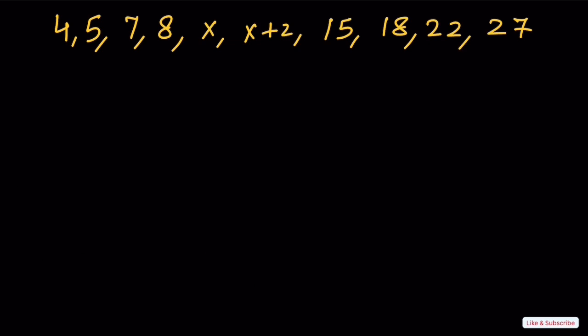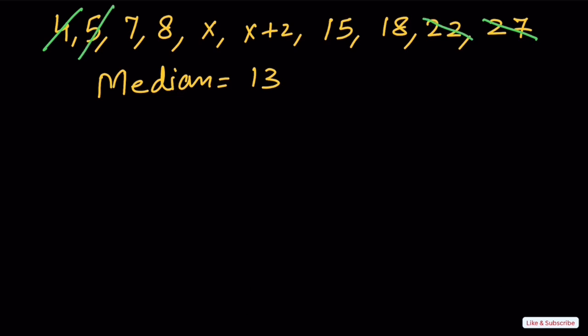Let's take another example. You can see all the numbers which have the values, they are arranged in order, and the median in this case is given as 13. Now what is median? Median is the middlemost number. So let's cross out the numbers from both the ends. First number cancels out the last number. The second number cancels out the second to last number. Third number cancels out the third to last. And fourth cancels the fourth to last.